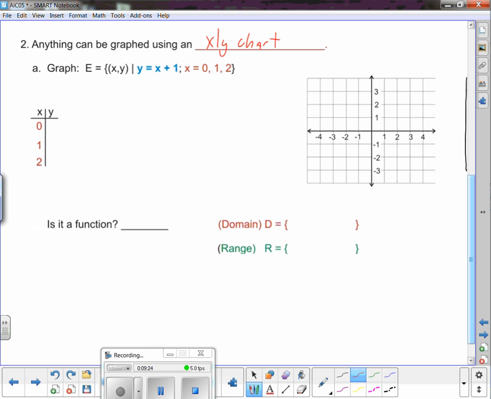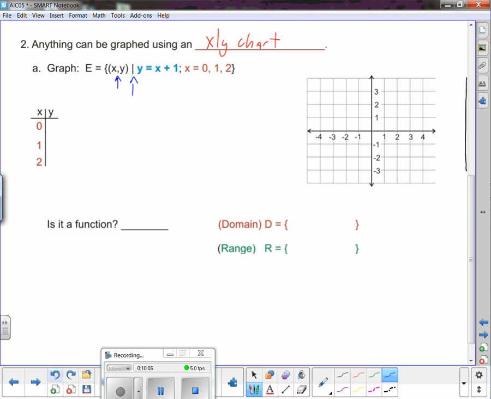Okay. So students tend to struggle a little bit in the language of the math in this first one. So let me try to explain to you. This is called set builder notation. That's its name. Don't get all caught up in it. I tried to color code it to make it easier on you. If I were to read this, this is how I would read it. E is the set of all XY pairs such that, the vertical line is a such that, y equals x plus 1 if x equals 0, 1, or 2.